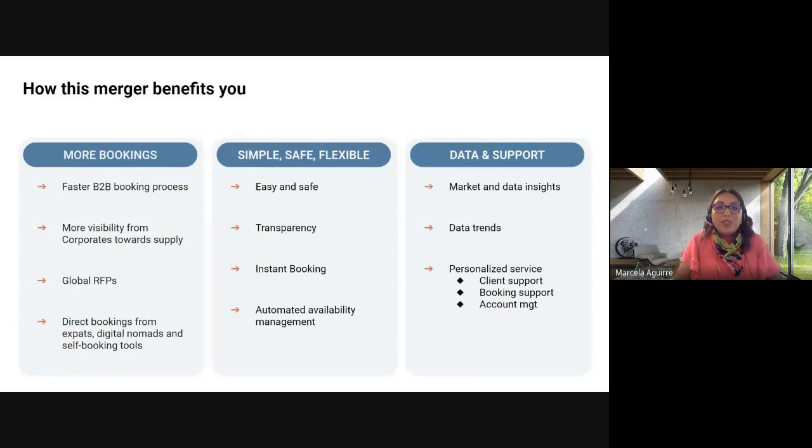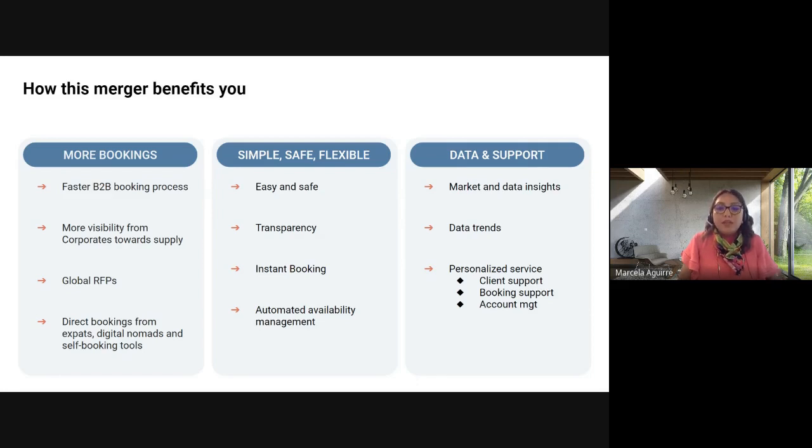Perfect. Let's talk now about you and how this merger benefits you. We want you to feel the benefit and you to bring benefits to the organizations you represent. And here we are going to be summarizing this in 3 key pillars. More bookings, access to more bookings, quite an important one. There is going to be a more streamlined and faster B2B booking experience. There is going to be also more visibility from corporates to our supply.